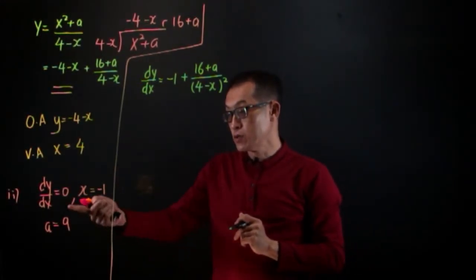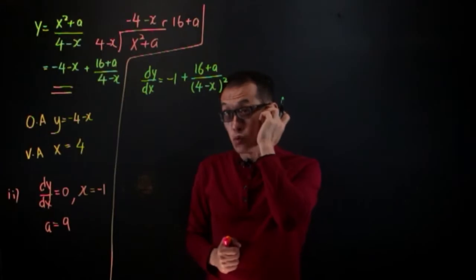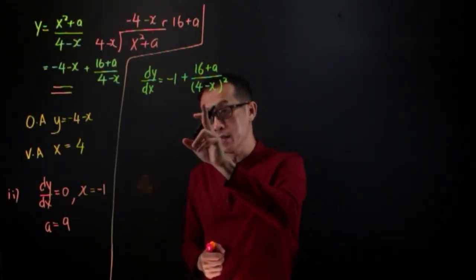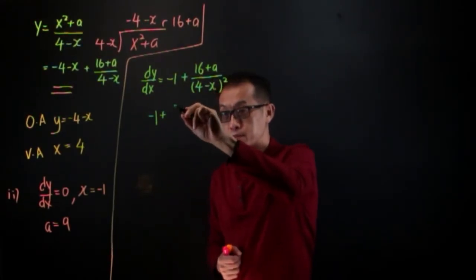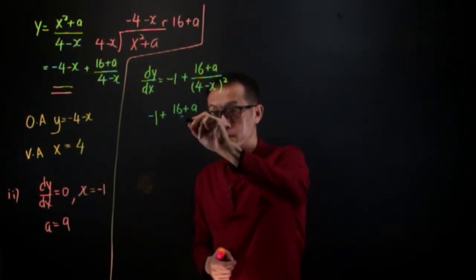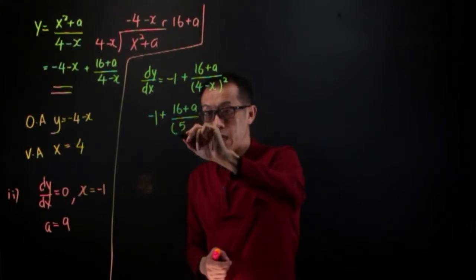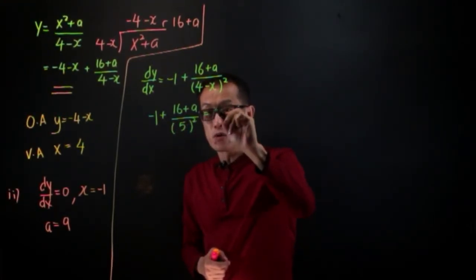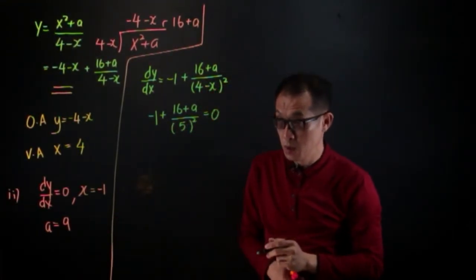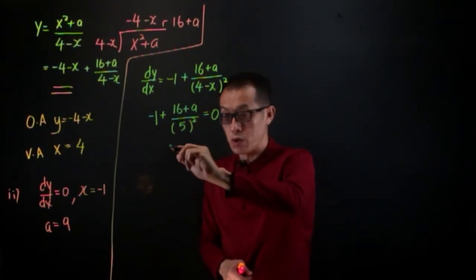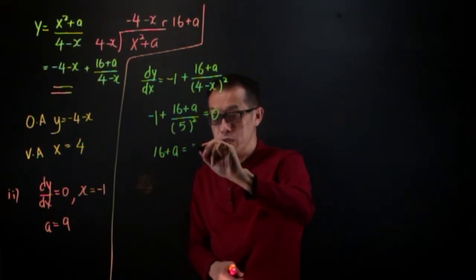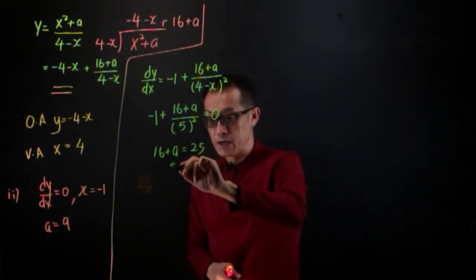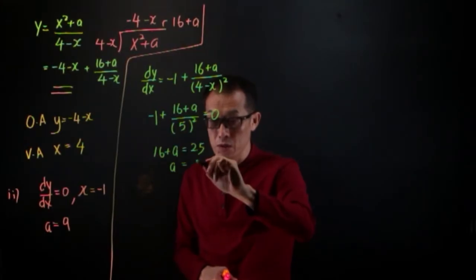Now dy by dx equals 0 at x equals minus 1. All you need to do is substitute x equals minus 1 into your dy by dx, and you equate that to 0. You bring this over, you do a cross multiply, you will get 16 plus a equals 25, and a will be equal to 9.